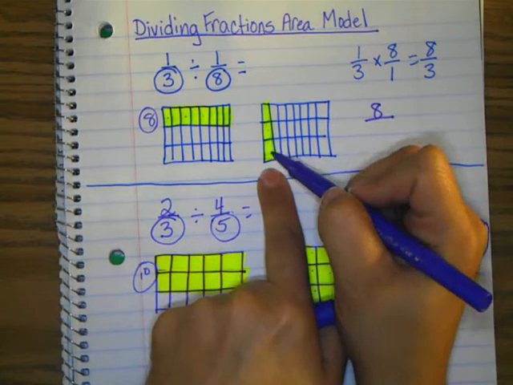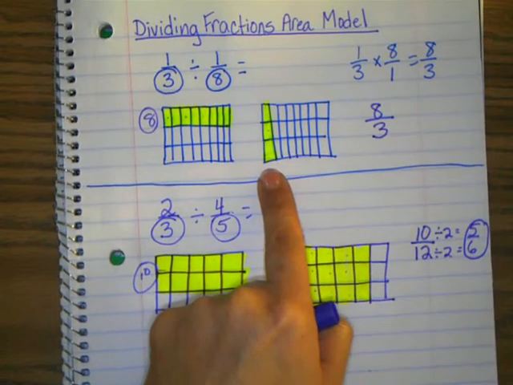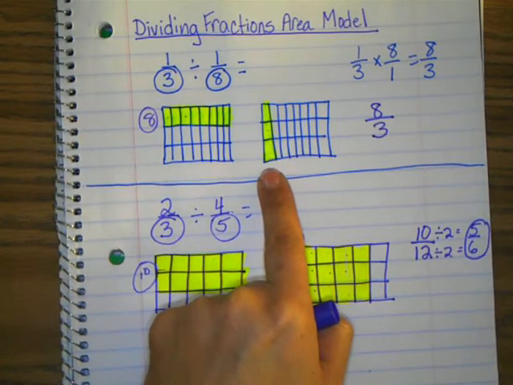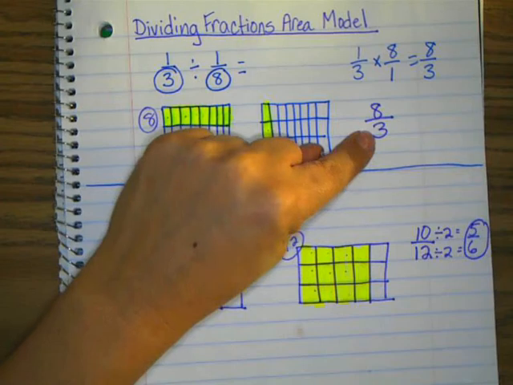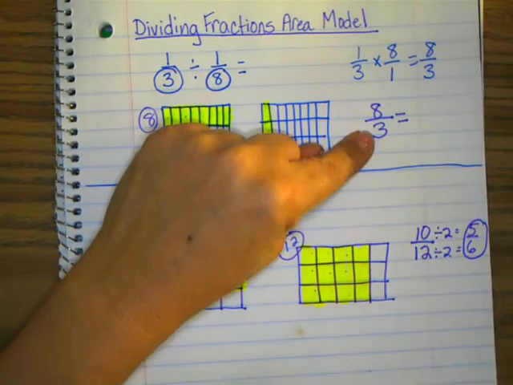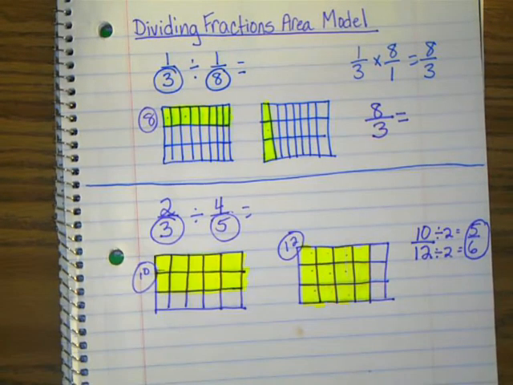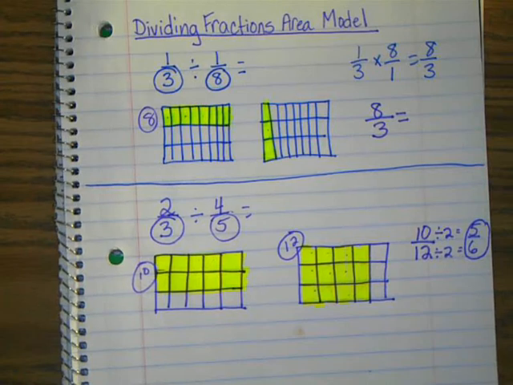Okay. Then they're both even, so I divide by 2. Oh, I get the first one. I just didn't write the answer right. So my final answer would be 5/6.